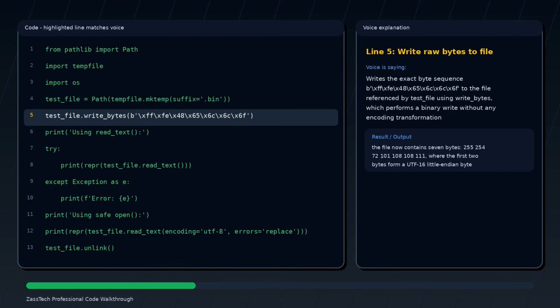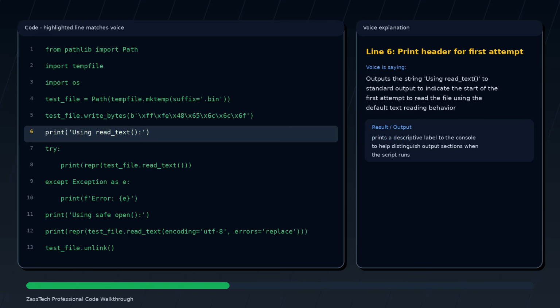Writes the exact byte sequence b"\xef\xbb\xbfHello" to the file referenced by test_file using write_bytes, which performs a binary write without any encoding transformation. Outputs the string "using read_text" to standard output to indicate the start of the first attempt to read the file using the default text reading behavior.